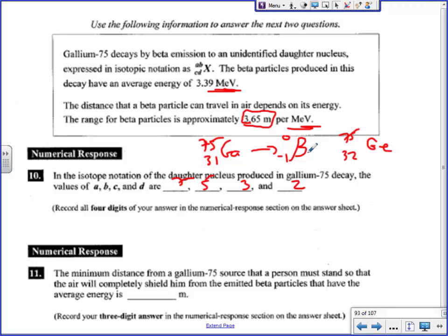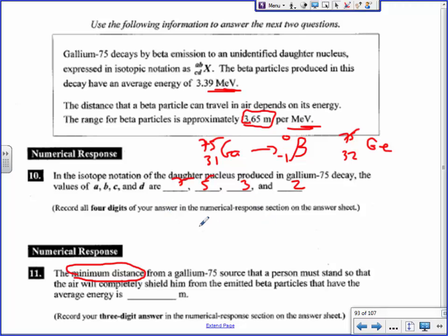We've never seen one of these before, because it says, well, how far away should you stand so that you don't get hit by a beta particle? Anyone have any ideas how you do that? How would you solve this? I mean, this isn't something I taught you. Yep, that was it, yeah. Because this is how far it travels per mega electron volt. This is how many mega electron volts you have.